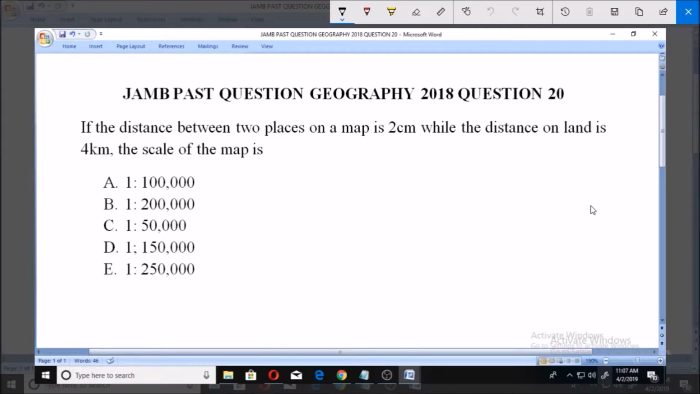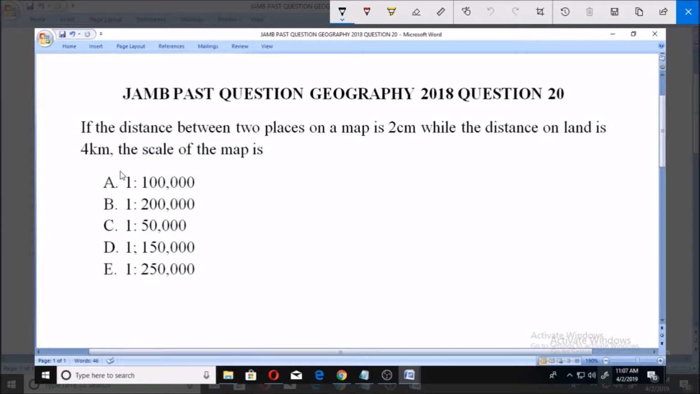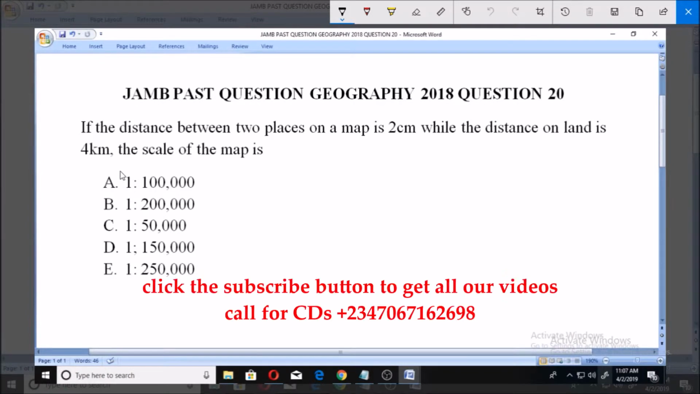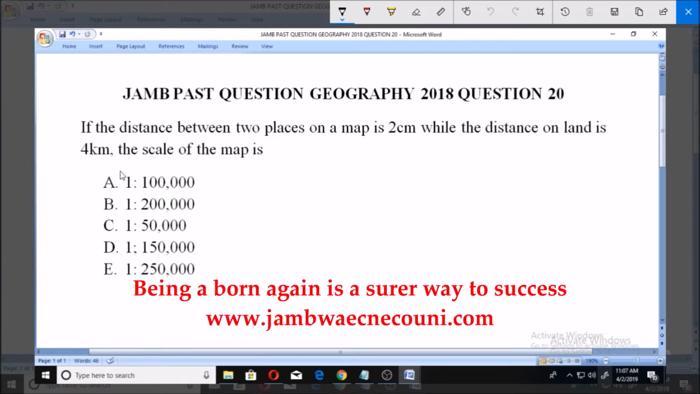Question number 20. If the distance between two places on a map is 2 cm, while the distance on land is 4 km, the scale of the map is: A, 1:100,000; B, 1:200,000; C, 1:50,000; D, 1:150,000; E, 1:250,000.